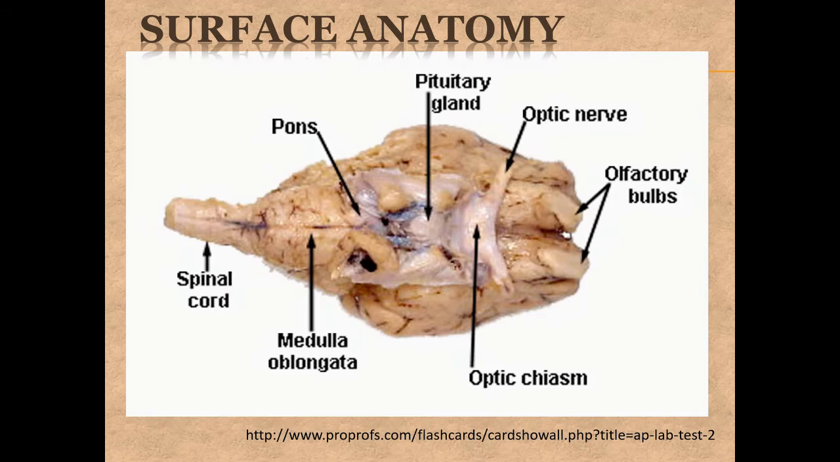So if you turn it over, most of the time, depending on how the dissection has gone, you will notice the olfactory bulbs, the optic nerve, which is coming out right here, the optic chiasm, the pituitary gland, which kind of hangs down just a little bit. And then you have these two nodules right here, and those are the pons. This bigger lump is the medulla oblongata, and then you have the spinal cord.